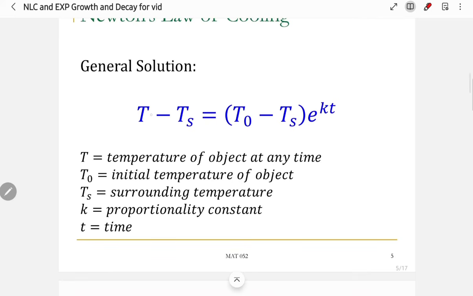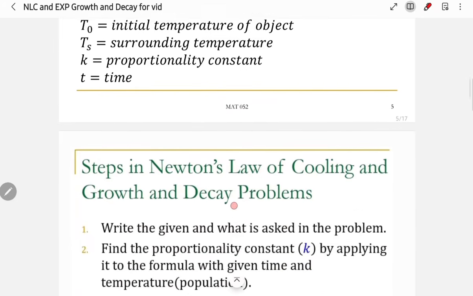So T is the temperature of the object at any time t. T sub s is the surrounding temperature. It is a temperature that is constant. T sub o is the initial temperature of the object. k is the proportionality constant, and the small t is the time.